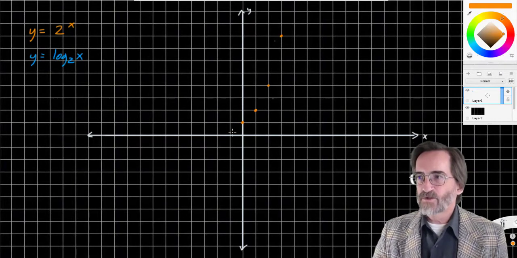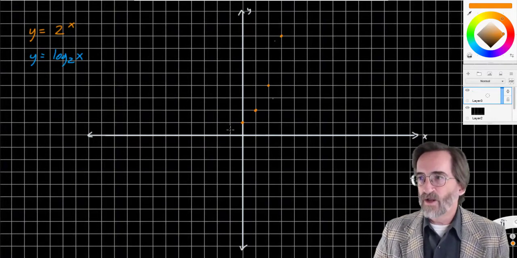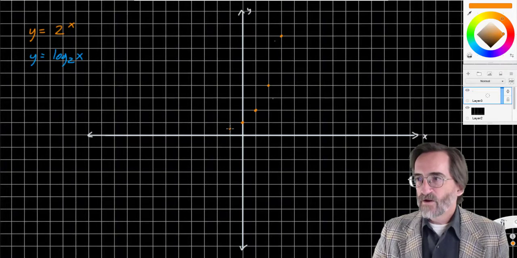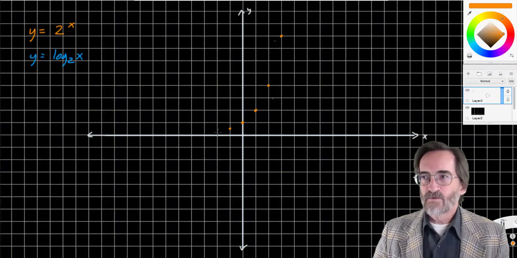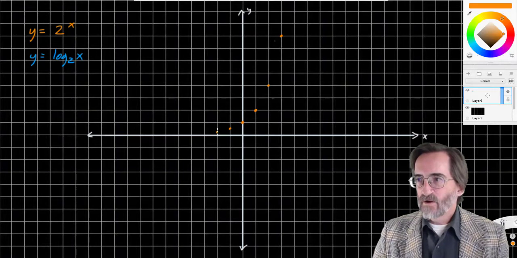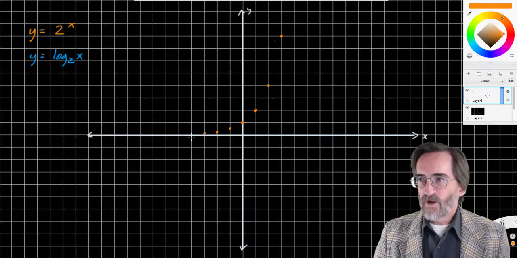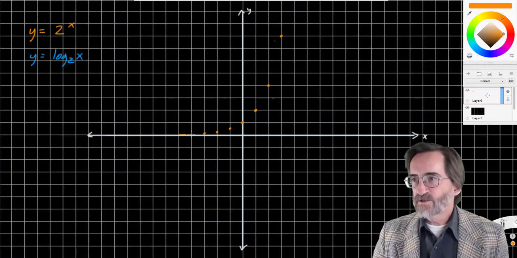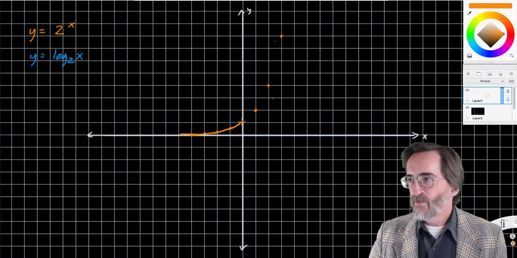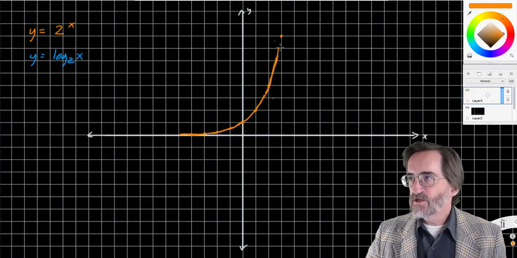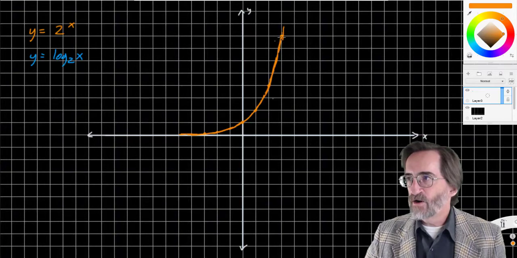But let's go the other direction. Y equals 2 to the negative 1 is 1/2. Y equals 2 to the negative 2 is 1/4. Y equals 2 to the negative 3rd is 1/8. Y equals 2 to the negative 4th is 1/16. So we can hopefully see that this is tending off to 0 asymptotically. And we get the familiar exponential graph of a ski jump or an airplane taking off.